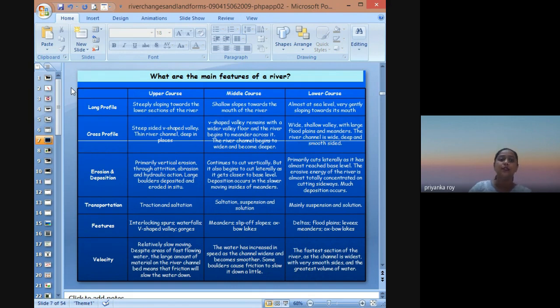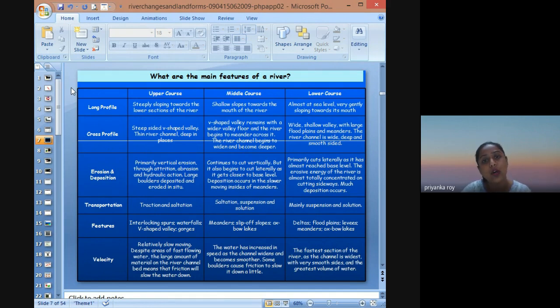Okay, so let's talk about erosion and deposition activities at the upper, middle, and the lower course. The erosion and deposition activity that happens at the upper course is primarily vertical erosion through corrasion, abrasion, and hydraulic action. Large boulders are deposited and eroded by the water motion.